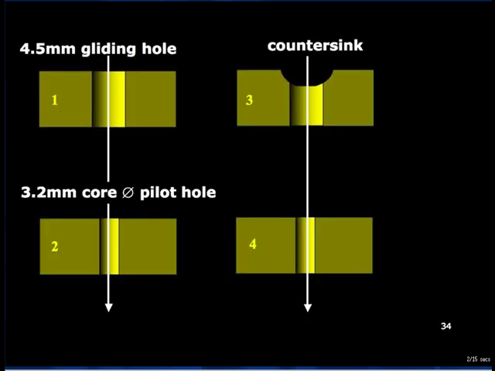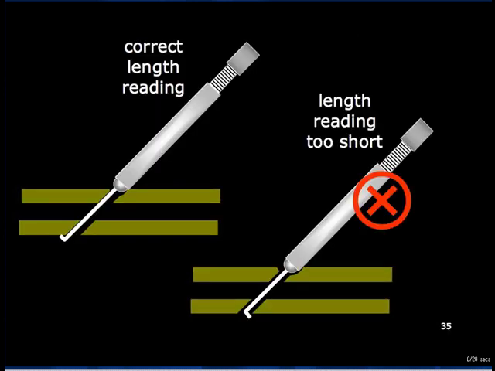Following the drilling of the gliding hole, diagram 1, anatomical reduction of the fracture, and then drilling the pilot hole, diagram 2, the near cortex is countersunk, diagram 3. The use of the depth gauge is critical for oblique screw tracks.